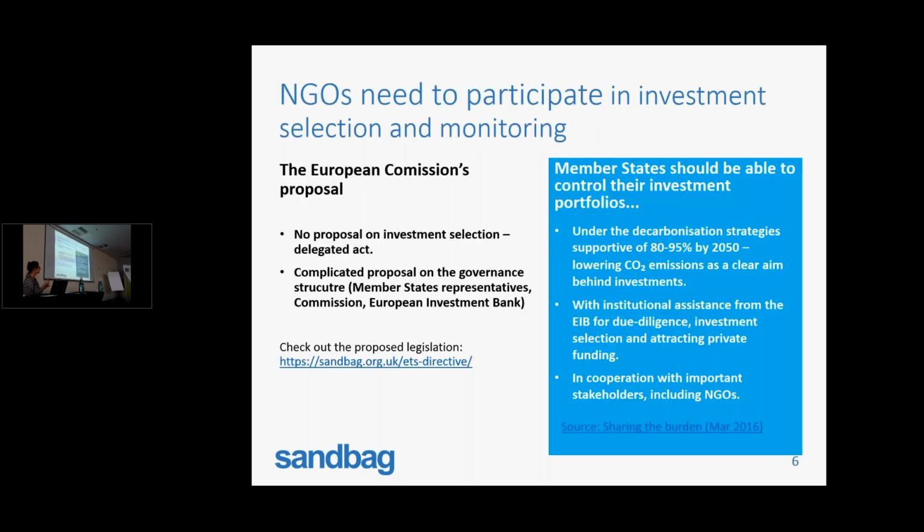The last word, completely last word, is that we need you to participate in the investment selection process. We don't want the experience with the Article 10C derogation to occur again. That's why, although Sandberg proposes that the governance of the Modernization Fund should be in the hands of the member states, we also envision a very strong role of civil society in the process of selecting investments, or in the process of monitoring investments.